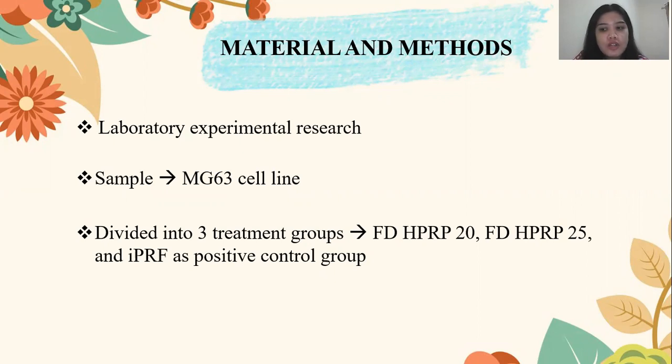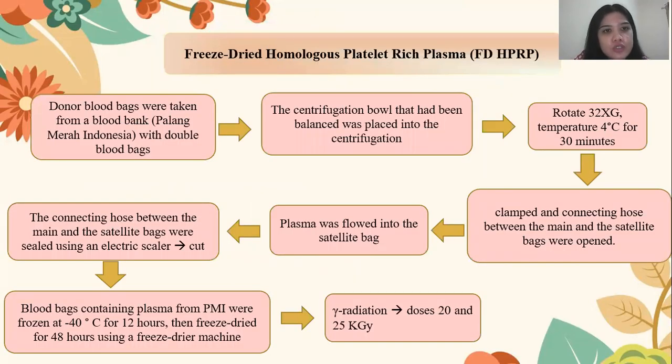This research was a laboratory experimental research. We use the MG63 cell line, osteoblast cell lines, divided into three treatment groups: FDHPRP 20 kGy, FDHPRP 25 kGy, and IPRF as a positive control group. So methods, this is the method for freeze-dried homologous PRP.